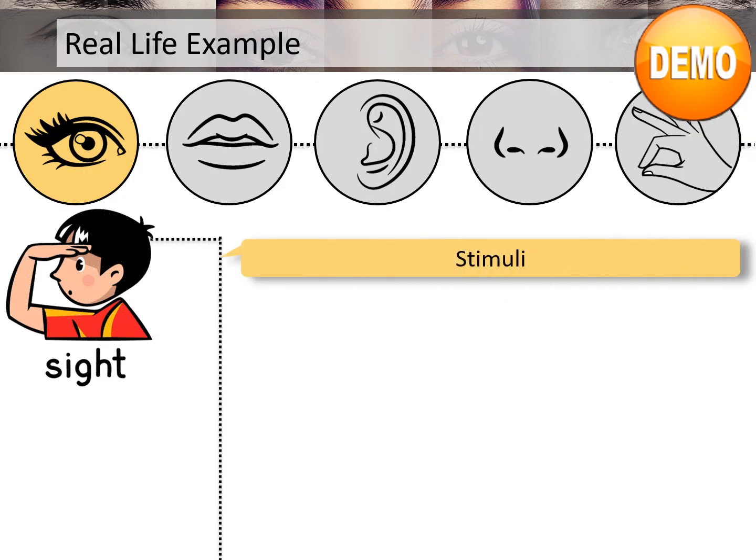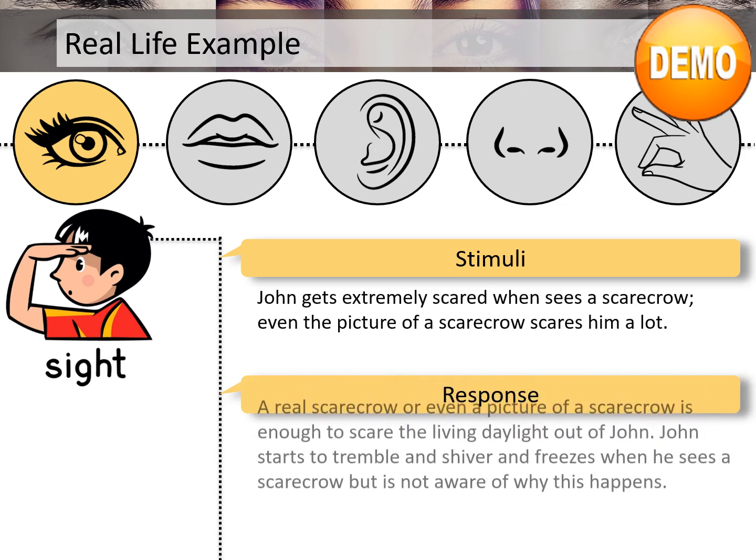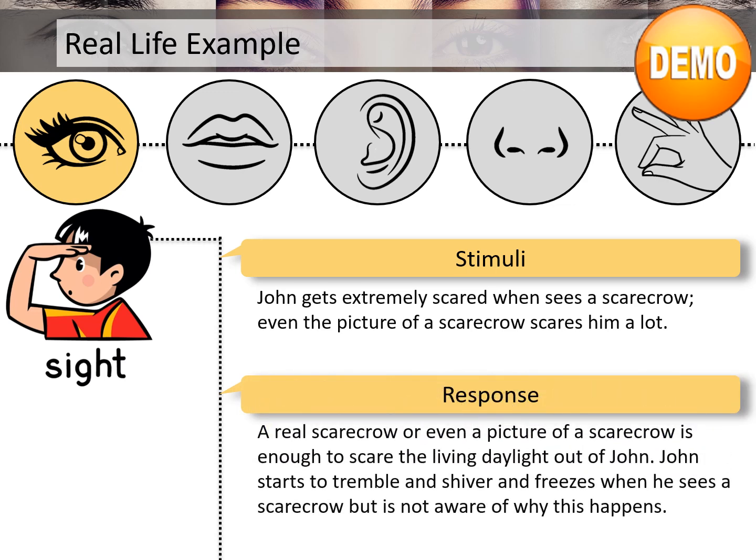Sight. Stimuli. John gets extremely scared when he sees a scarecrow. Even the picture of a scarecrow scares him a lot. Response. A real scarecrow or even a picture of a scarecrow is enough to scare the living daylight out of John. John starts to tremble and shiver and freezes when he sees a scarecrow, but is not aware of why this happens.